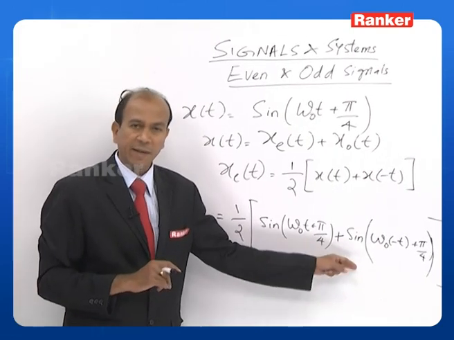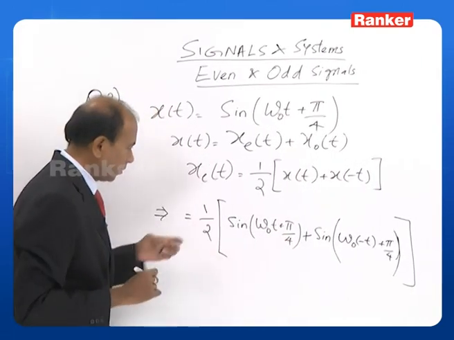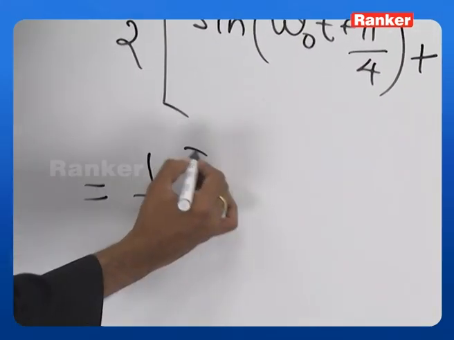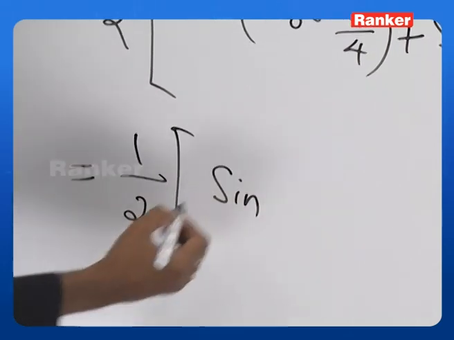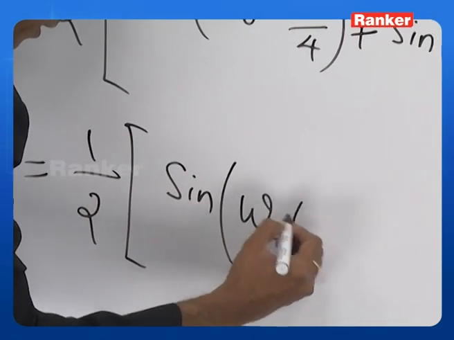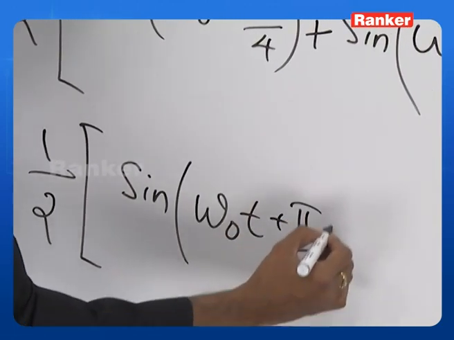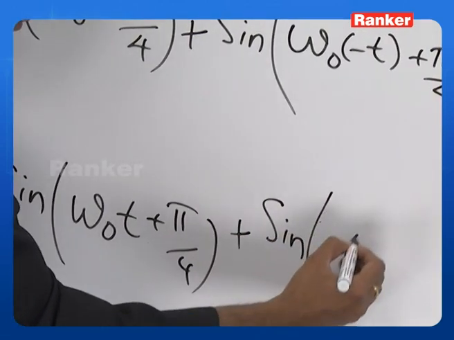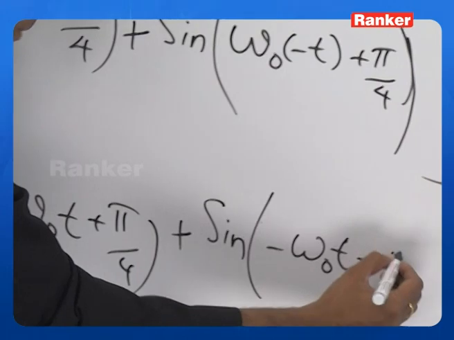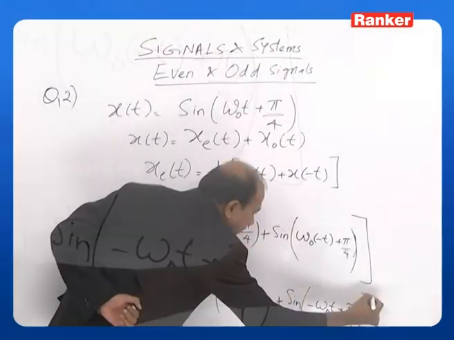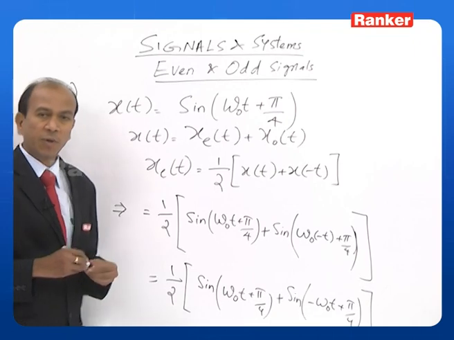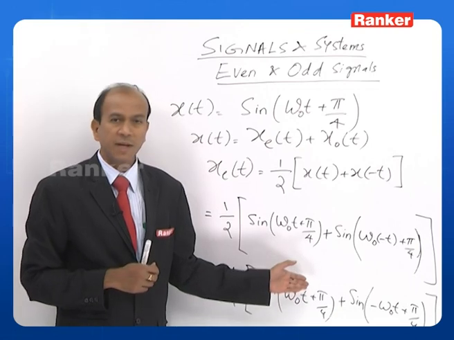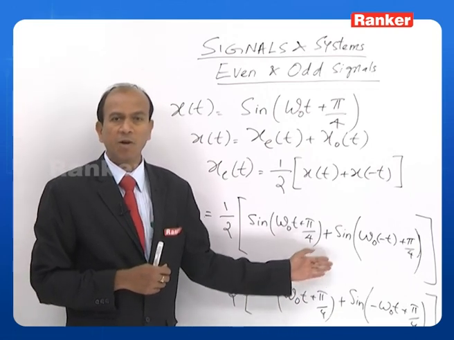So, sine of minus is minus. So, we will take out the sign here. So, this will become half of sine omega naught t plus pi by 4 plus sine of minus omega naught t plus pi by 4. Next, what we will do is, we will bring out this negative sign outside, and then we will see whether this can be helpful for us in identifying with any trigonometric identity which we know.